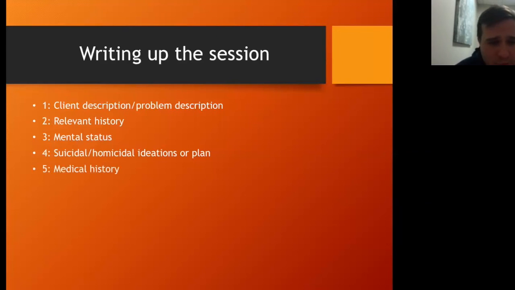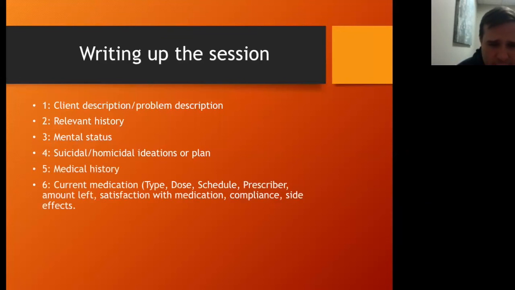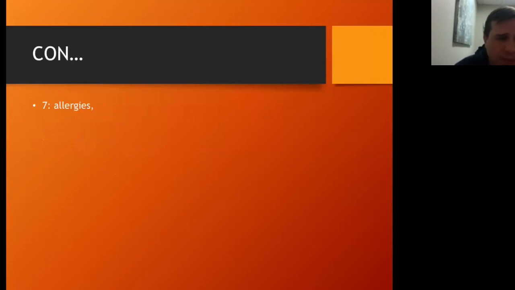You want to get as thorough a medical history as your agency allows. Current medications, this is super important. Don't forget allergies to those medications. And when you're talking about medicines, you want to know about the type, the dose, the schedule, the prescriber, the amount of pills they have left. That's incredibly important. Their satisfaction, compliance, side effects, all that stuff. Allergies are very, very important. Allergies to medicines as well as foods and all of that.